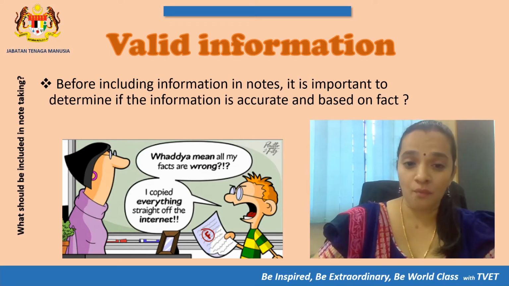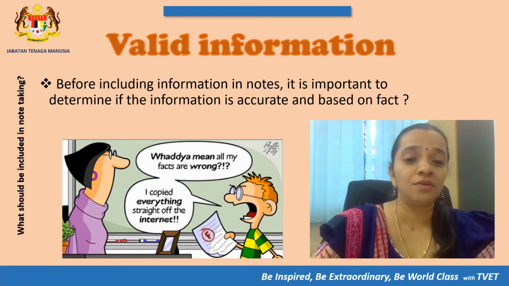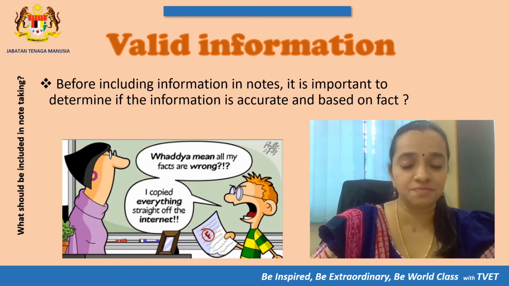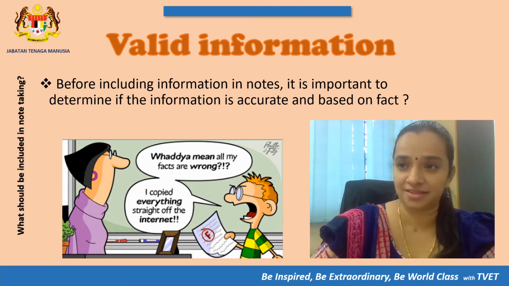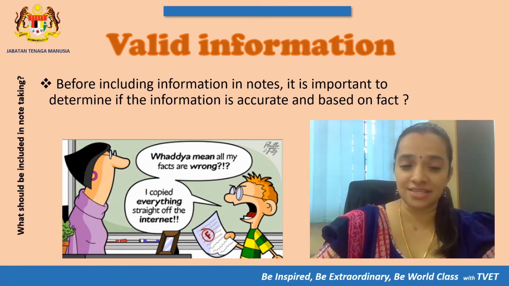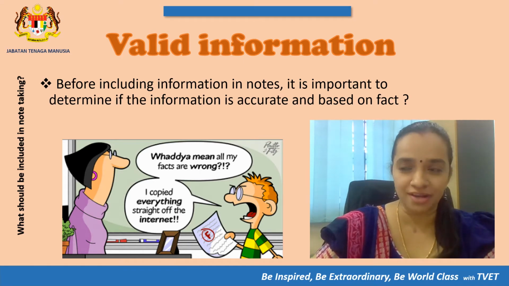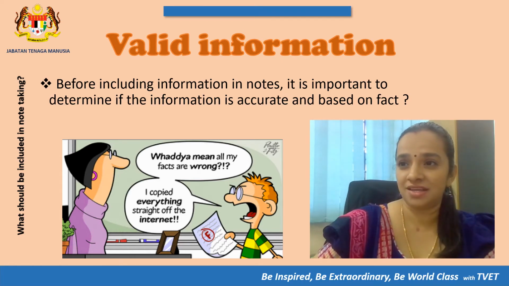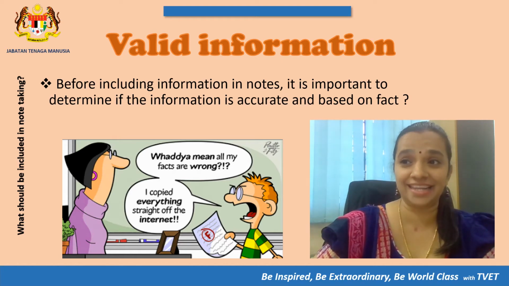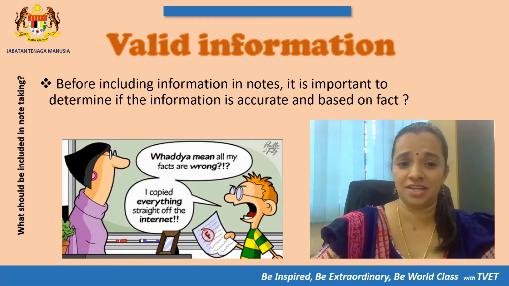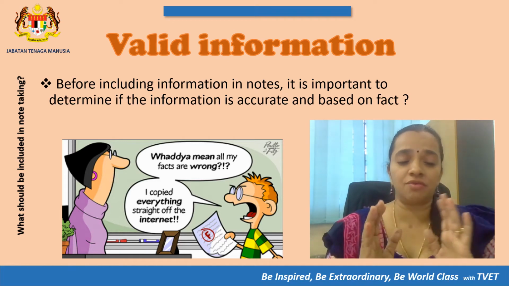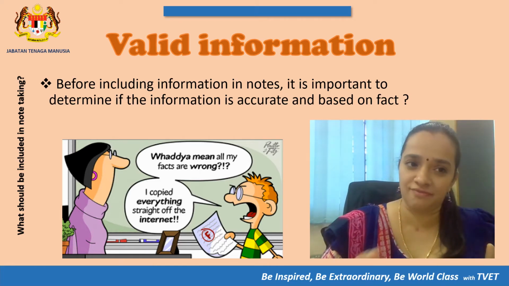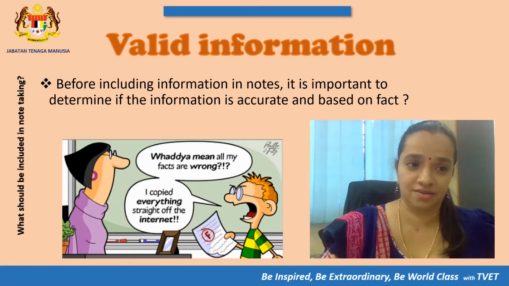Next is the valid information. Before including information in the notes, make sure the information is valid. Valid information is information that is accurate, reliable, and has no mistakes or errors. The reason for this is that if information is invalid, it can lead to a wrong decision. So make sure the information that you are putting into your notes is valid and accurate.